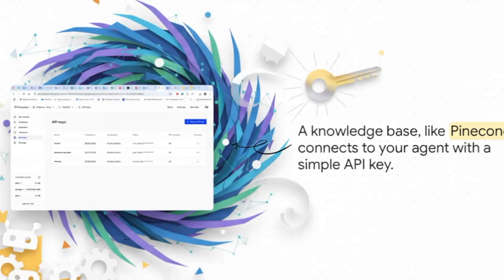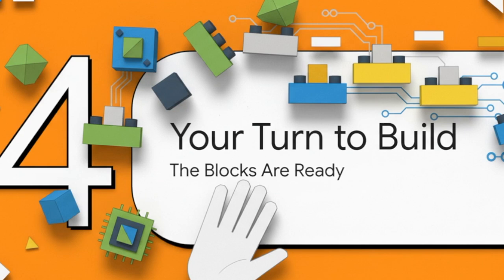So where does this private library live? Well, often it's in a special kind of database called a vector database, like this one, Pinecone. And just like our other tools, you connect it to your agent with a simple API key. This means this incredibly powerful tech is no longer just for the big tech companies. It's really available to anyone. So we've covered the what, the why, and the how. The point is, the building blocks for making these incredibly powerful agents, they aren't locked away anymore. They are out there, they are accessible, and they're ready for you to start using them.